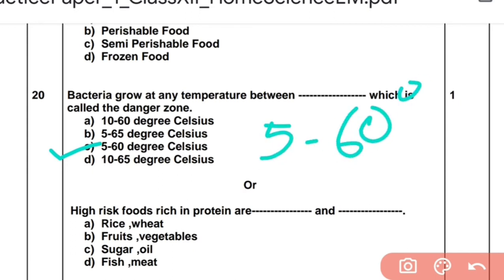High risk foods rich in protein are dash and dash. Rice and wheat, fruits and vegetables, sugar and oil, fish and meat. Where do you find the most microbes? It's in fish and meat. That is D is the right option.